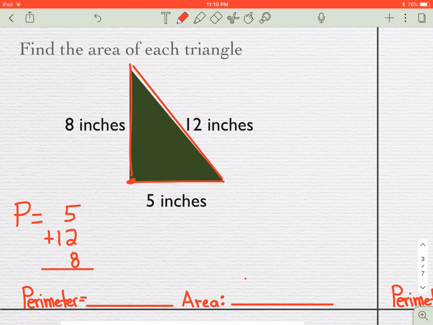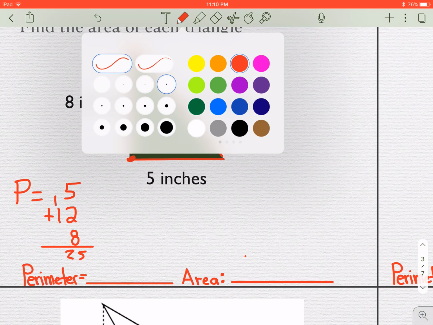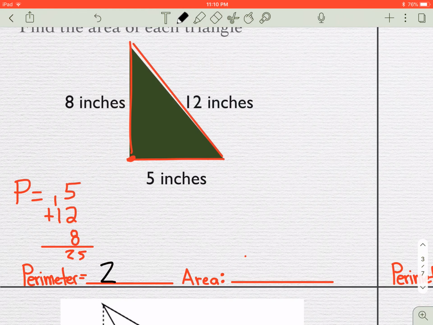For perimeter, I always add. 8 plus 2 is 10, plus 5 is 15. Carry my 1, 1 plus 1 is 2. So the perimeter of that shape would be 25 inches.